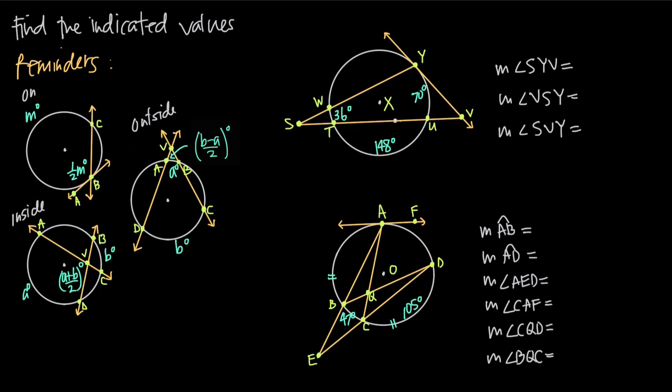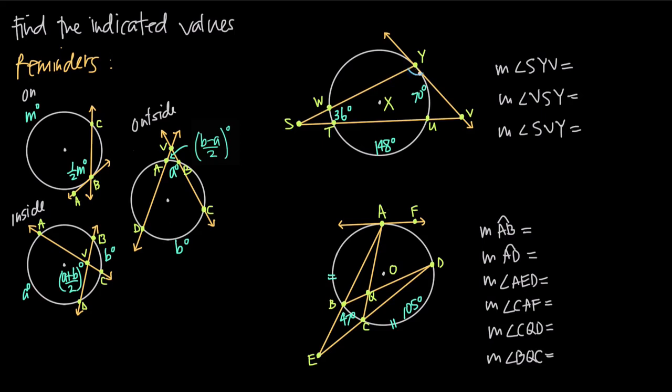We've also been told that the degree measure of the arc WT is 36 degrees, that the degree measure of the arc UY is 70 degrees, and that the degree measure of the arc TU is 148 degrees, and we have to find three unknown values. So the first thing we need to find is the measure of angle SYV. So let's go ahead and find SYV, so that's going to be this angle measure right here.